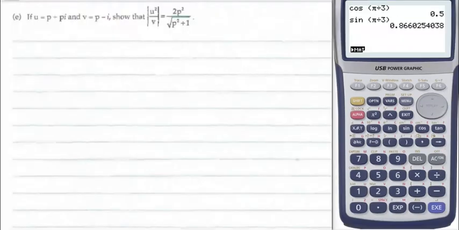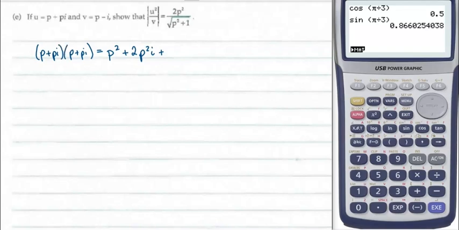For part E, we have a bunch of algebra to work through. So let's start with u squared, where we'll get p squared plus 2 of this type, so p squared times I, and then plus p squared I squared. So the p squared I squared bit at the end, we can sort that out. So I squared becomes minus 1, so we end up with minus p squared. So those two cancel, and we've got 2p squared I.